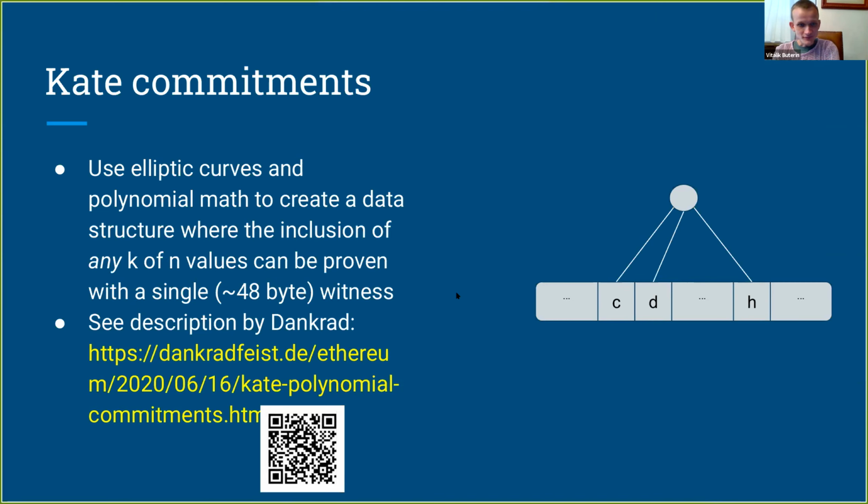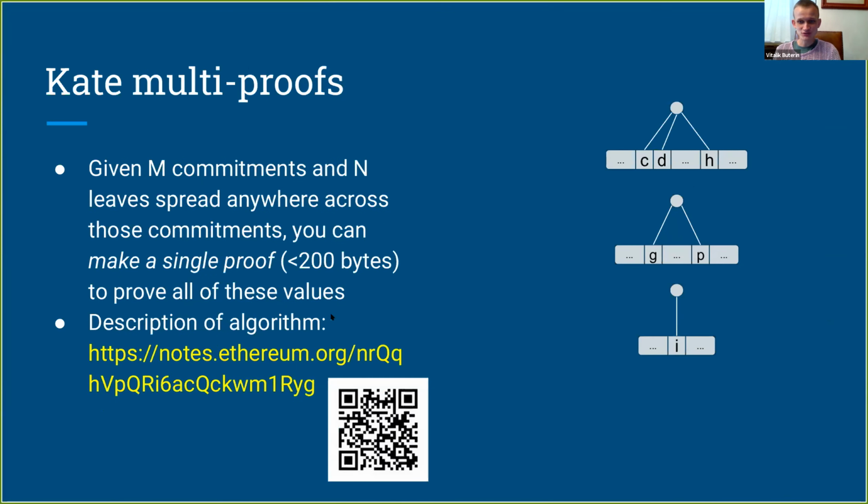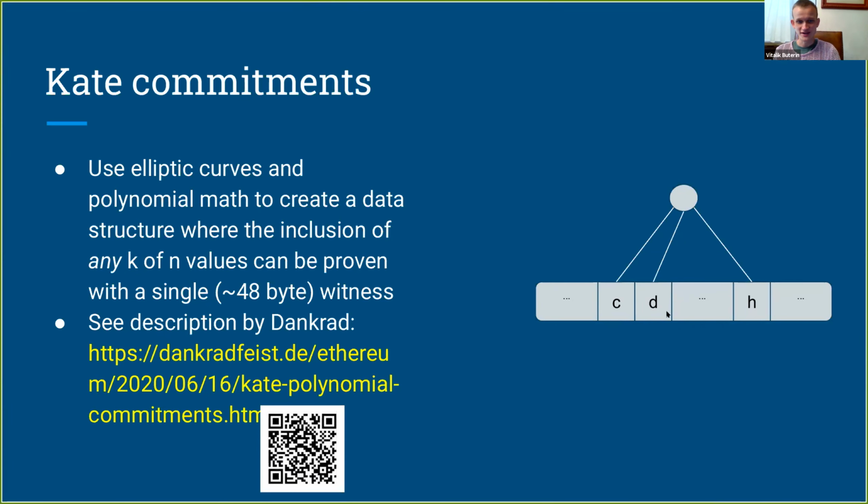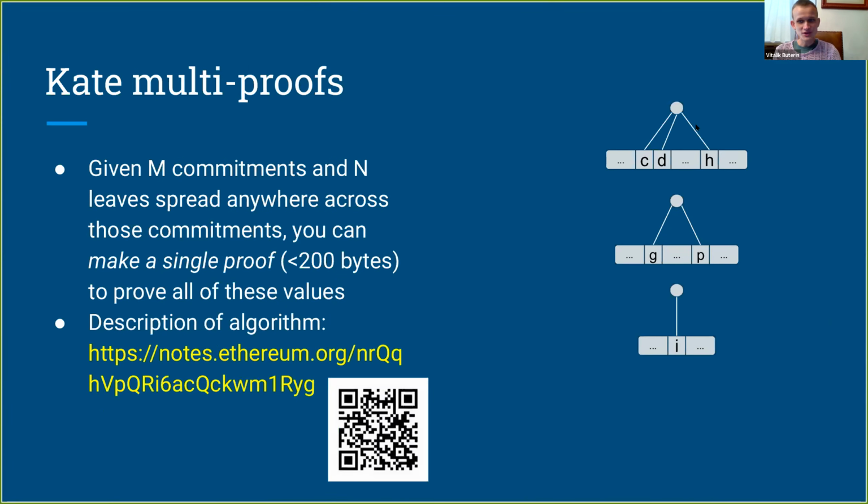Basically, they use elliptic curves and polynomial math to create a data structure where the inclusion of any subset of values, so you can include, say, up to 256 values, and really it could be any number, can be proven with a single witness, right? So if I have this object and I want to prove that the number 1 is at position C, the number 2 is at position D, and then some hash is at position H, then I can just provide one single elliptic curve point, and that can be used to verify all of these values. You could even go further.